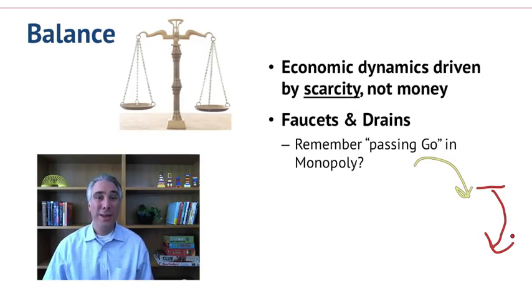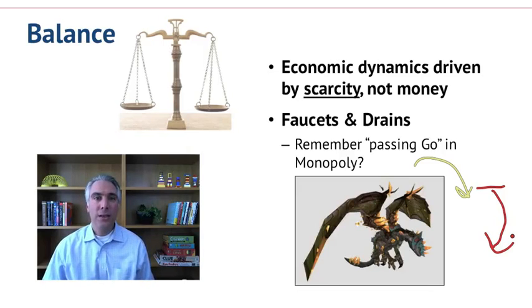Recall when I talked about the game Monopoly that when you pass go, you get $200. That's putting money into the system. When you want to buy houses and hotels, which are very valuable things, you have to pay money, and that takes money out of the system. And this is something that effective game designers building games around virtual economies have learned to do.